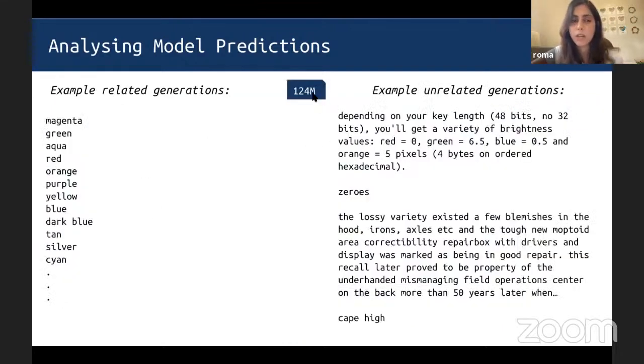If you look at the smallest model for the color task, which is the 124 million parameter GPT-2 model, example related generations that it gives are just standard color terms like magenta or green or aqua or red. These may or may not be correct terms. Some of them were correct, as we saw with the accuracies, but these are related generations for the task. If you look at the full sentences that they sometimes generate, where they sometimes stop at one word, for example, just zeros or just magenta, but they sometimes generate full sentence lengths. These are just random generations that might be related to colors, but aren't the answer that we were trying to train them for in the task.